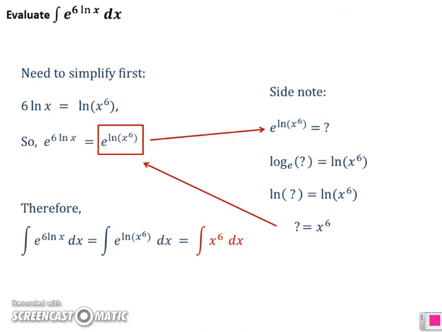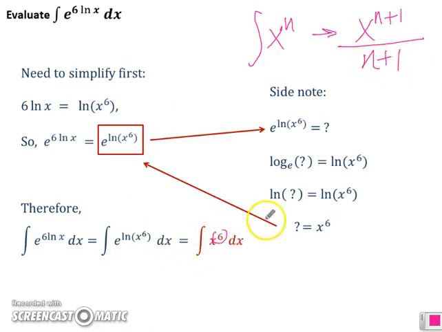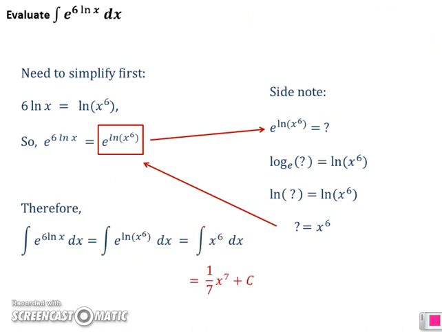And now you can use the power rule. The power rule is where you add 1 to the exponent and then you divide by that number. So if you add 1 to 6, you get 7, and then you divide by 7. So x to the 7th over 7. And then because this is an indefinite integral, there's no a or b here, we have to remember to include that plus c. Don't forget that.